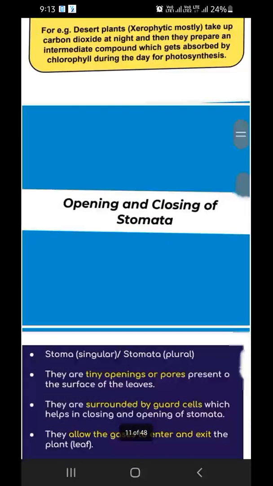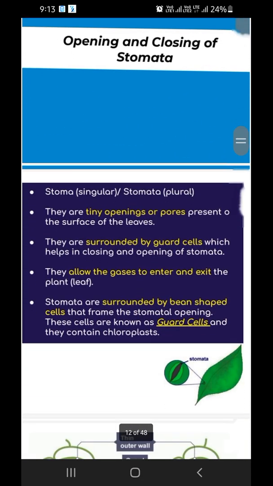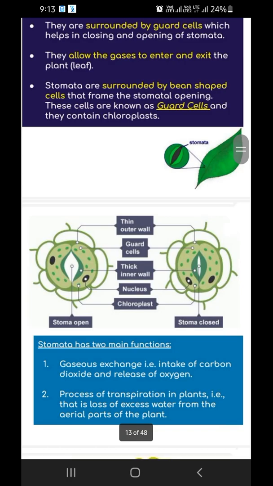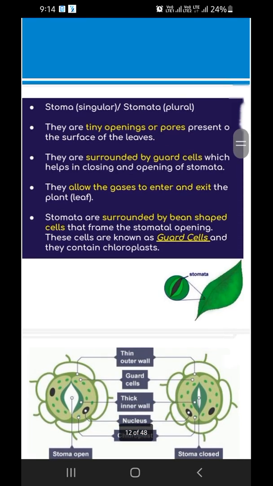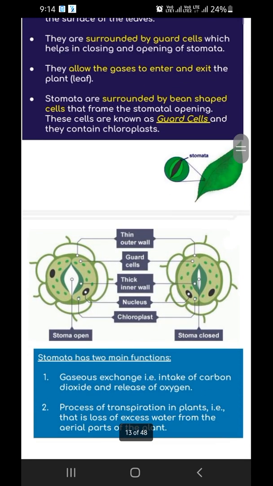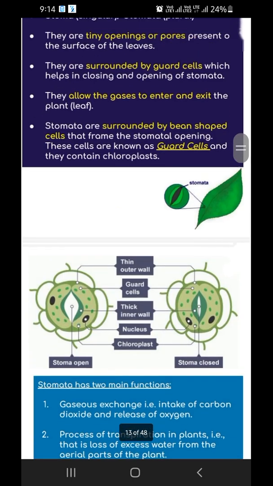Now, we will learn about the opening and closing of stomata. Stoma is the singular and stomata is the plural. They are tiny openings or pores present on the surface of the leaves. In this diagram, you can see stoma open and stoma closed. They are surrounded by guard cells. You can see the guard cells in this photo too.